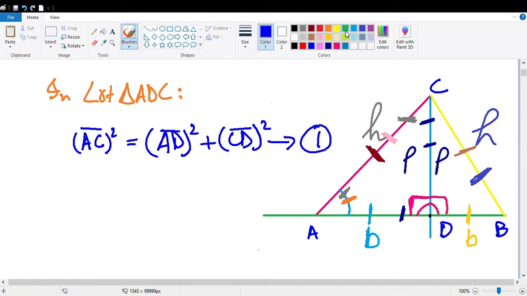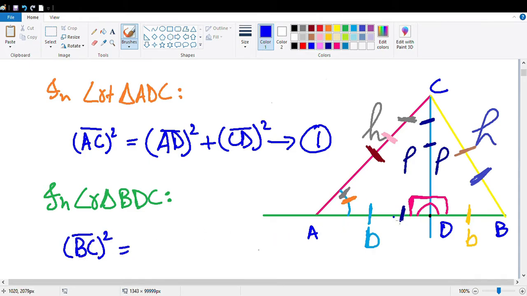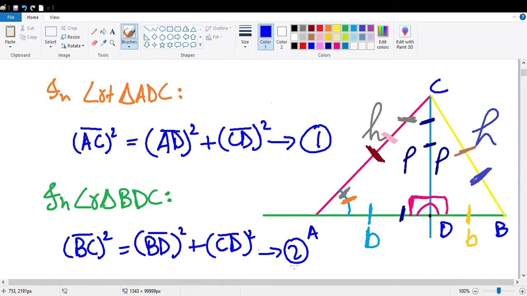And now let's go to the other triangle. So we're going to say in right angle triangle BDC, BC is the hypotenuse in this case. So BC square is equal to the sum of the squares of the base, that's BD, and the perpendicular. So the base is BD square. And the perpendicular is again CD, so CD square, the perpendicular square. So now we're going to call this equation number 2.